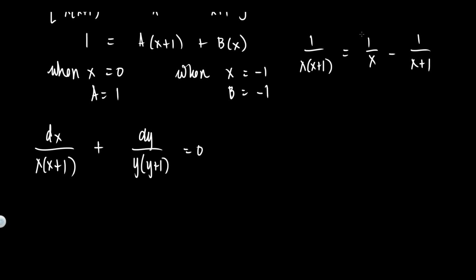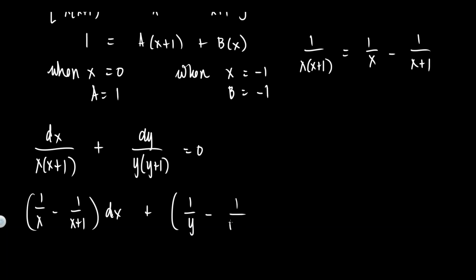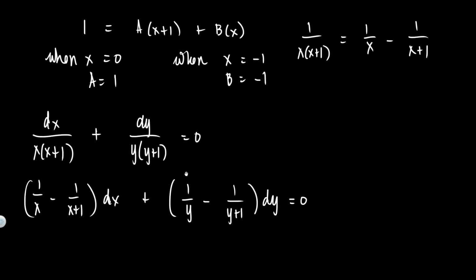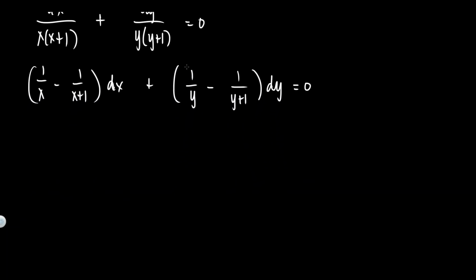Pwede natin gamitin to ngayon, yung sinolve natin, no? So, (1 over x minus 1 over x plus 1) dx plus, parehas lang dito sa kabila, no? Y lang siya. So, (1 over y minus 1 over y plus 1) dy equals 0. Now, the next step is to integrate each term.